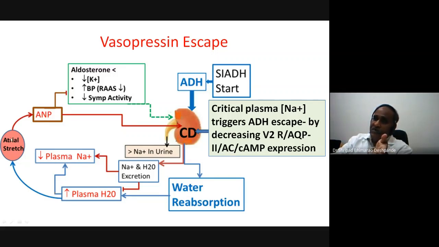So now the stretch is diminished, and if the stretch is diminished, there is no activation of ANP, no elimination of sodium, and no activation of aldosterone. Thus, the sodium balance is returned, or is trying to balance whatever has happened. This is all about vasopressin escape.